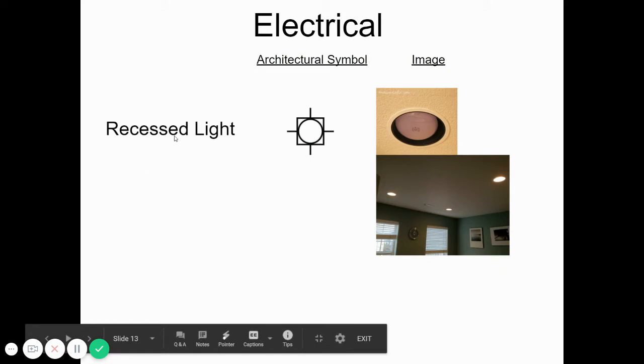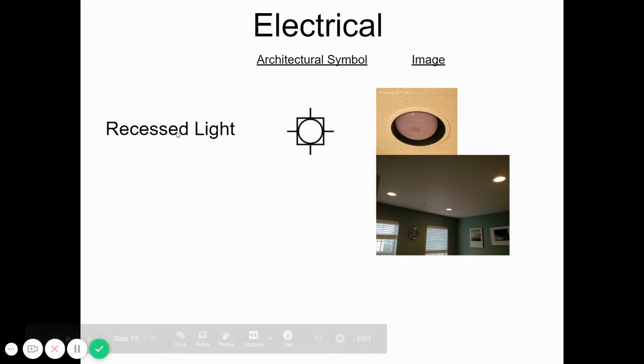So our first one is called a recessed light. Remember in your notes, I would like you to write recessed light, draw the symbol of a recessed light, and then you should have these two pictures to glue down beside it so you see the example of the real thing in your notes. So recessed light, well, to be recessed means that you're like inside of something, you're recessed in it.